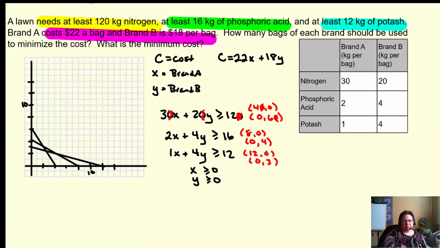Go grab my highlighter again. Yellow was nitrogen. That was my first equation that I put on there with the 4 and the 6. And it has to be bigger than, so it's on this side of that equation. Green, phosphoric acid, was the second equation I put on, and that went from 8 to 4, so that's this one. It has to be bigger than. So you can kind of see where the region is shaping up to be. And the last one was blue, and it went from 12 to 3, and it was also bigger than.